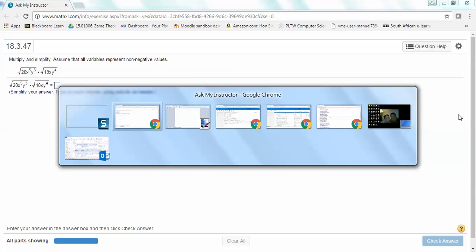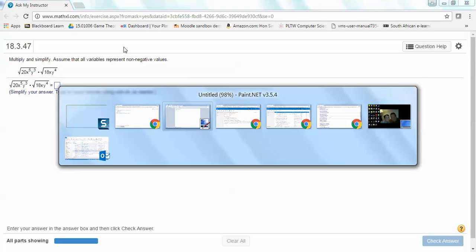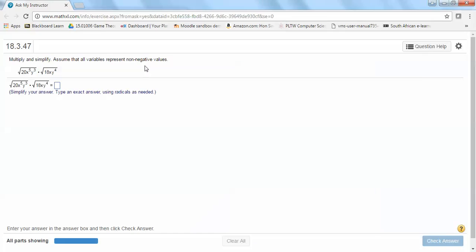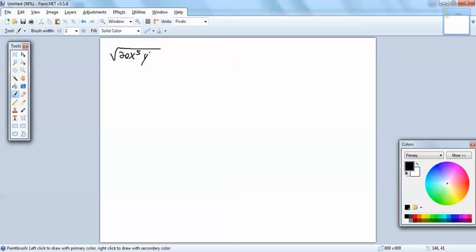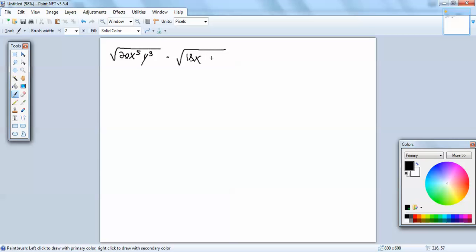Let's take a look at this problem. We've got the square root of 20 x to the fifth y to the third times the square root of 18 x y to the fourth. Now I'm multiplying these together, so I'll put them underneath a single square root.